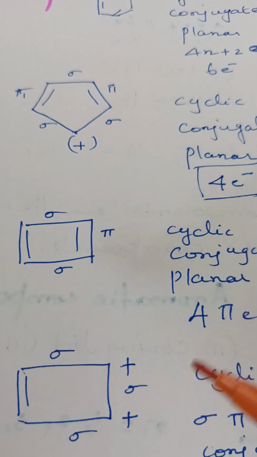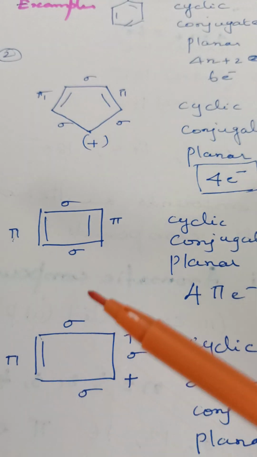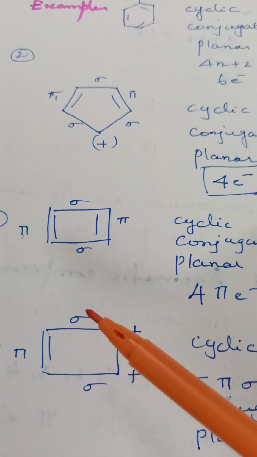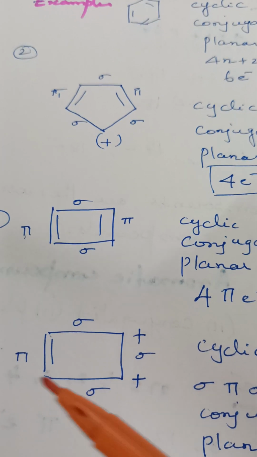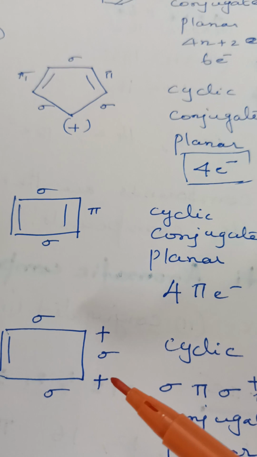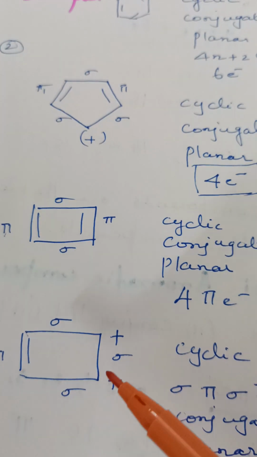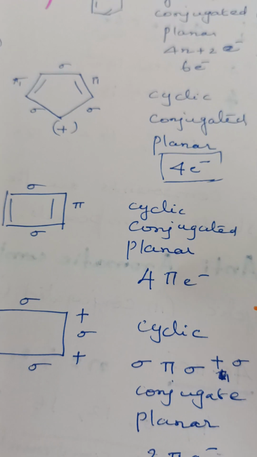Then what about this compound? Let us see. First, the compound is cyclic. Then conjugation. Here, what type of conjugation? Sigma bond, pi bond, sigma bond. Then positive charge. Again, sigma bond, positive charge, sigma bond. The positive charge is also included. That's why the conjugation is present.